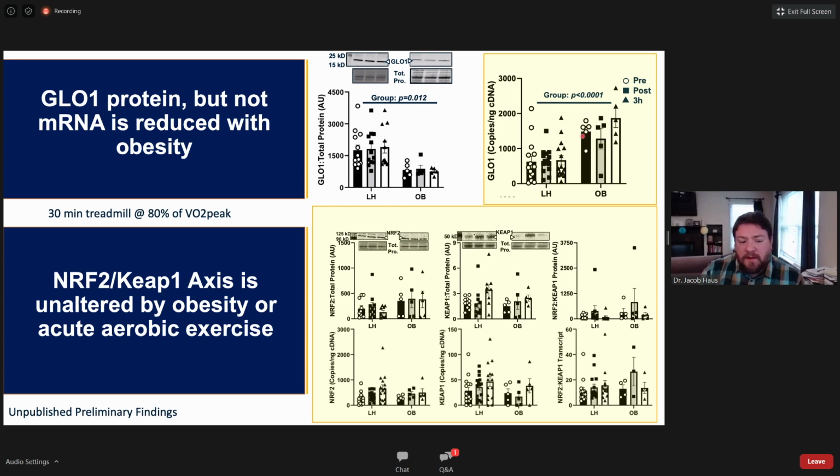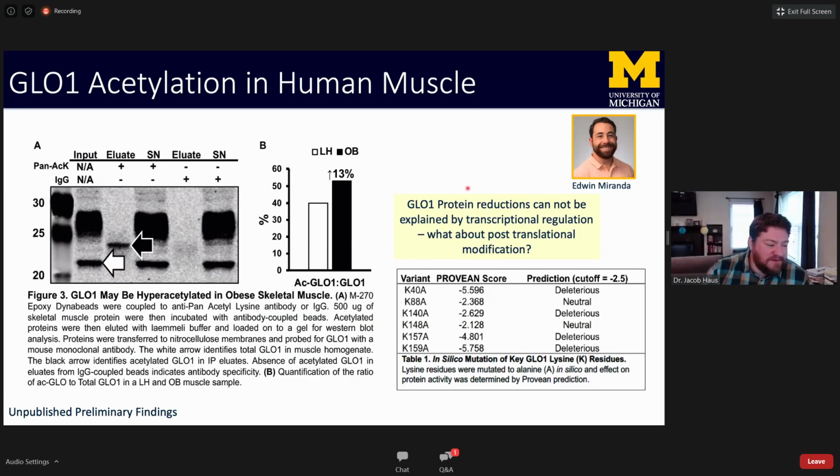And so what's going on? Well, a new PhD student in my lab, Mr. Edwin Miranda, thought that GLO1 protein reductions could be explained potentially by post-translational modification. And so he thought, well, okay, perhaps GLO1 is becoming modified by acetylation, which would then tag it for degradation by ubiquitin.